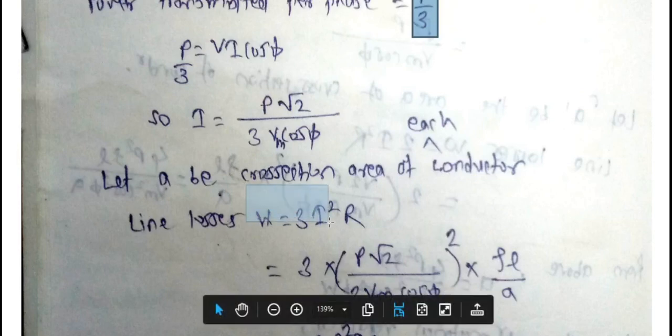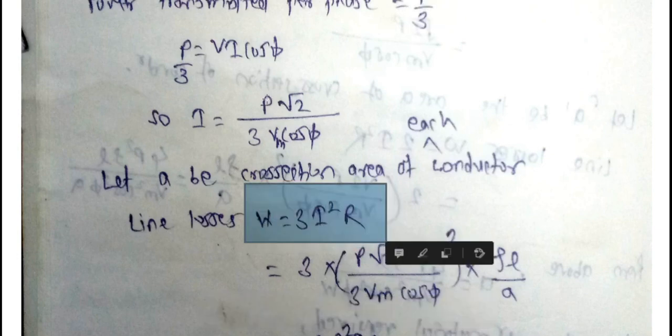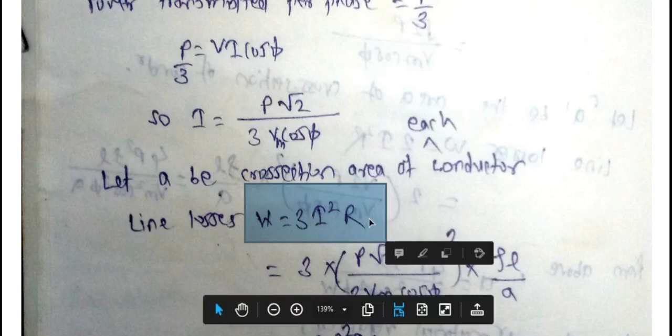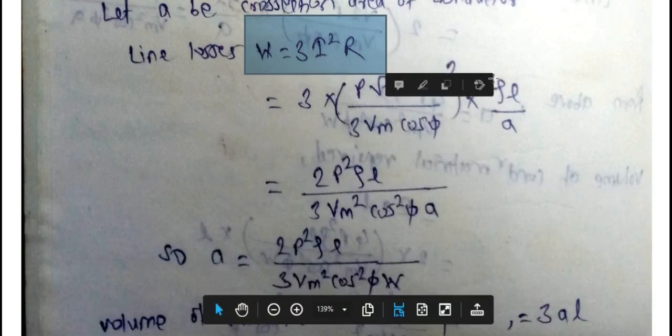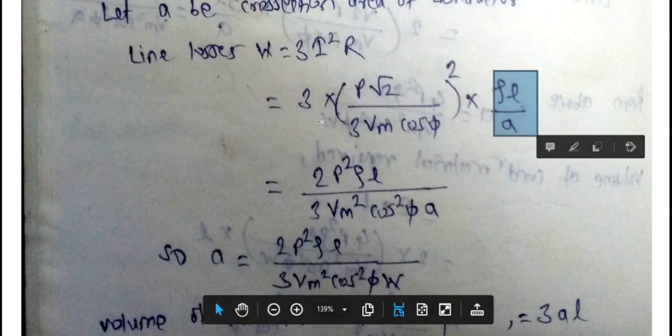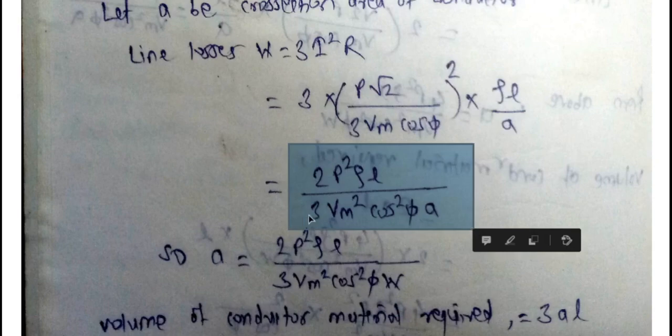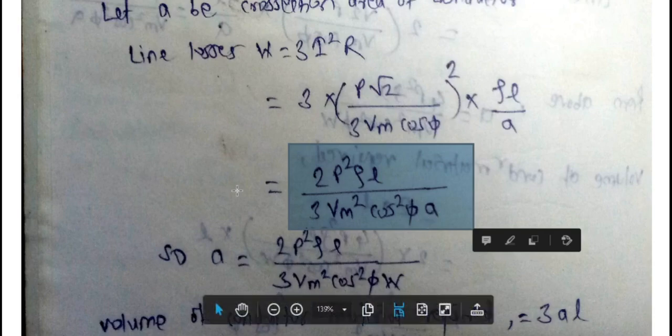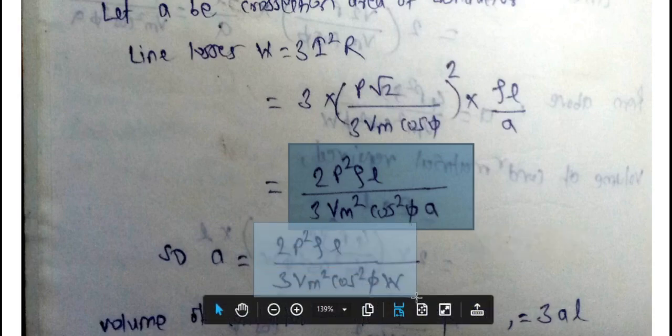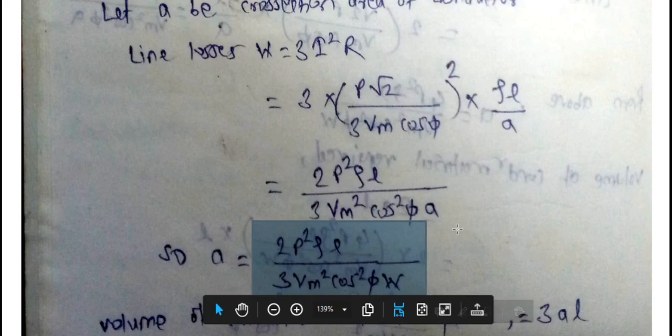Line losses W is equal to 3 times I squared R. You have to put the value of I as this, and put the value of R as rho L by A. After solving this equation, we get W equal to 2P squared rho L divided by 3 Vm squared cos squared phi into A. We are always interested in the area of cross section, so A can be found by rearranging this term. We get A equal to 2P squared rho L divided by 3 Vm squared cos squared phi into W.